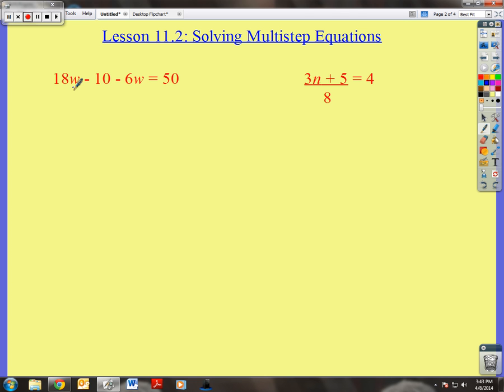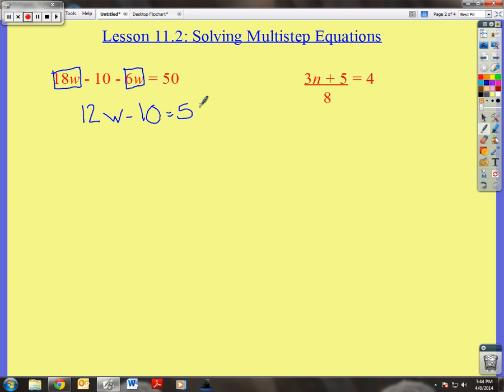First one here, I have 18w minus 10 minus 6w equals 50. First thing I'll do is combine like terms. So as Miss Bandrop would say, sissy, simplify. So let's simplify this by combining like terms. I have 18 w's minus the 6 w's, so that's going to give me 12 w's. So I have 12w, and for next, minus 10 equals 50.